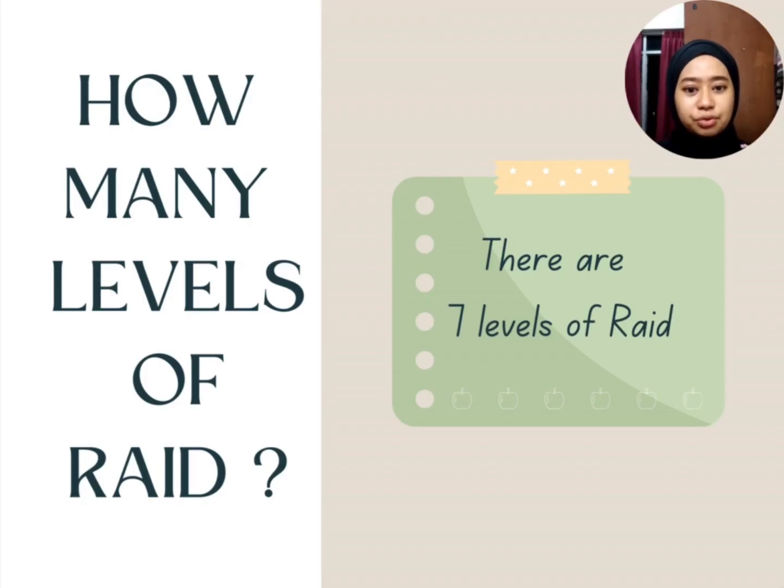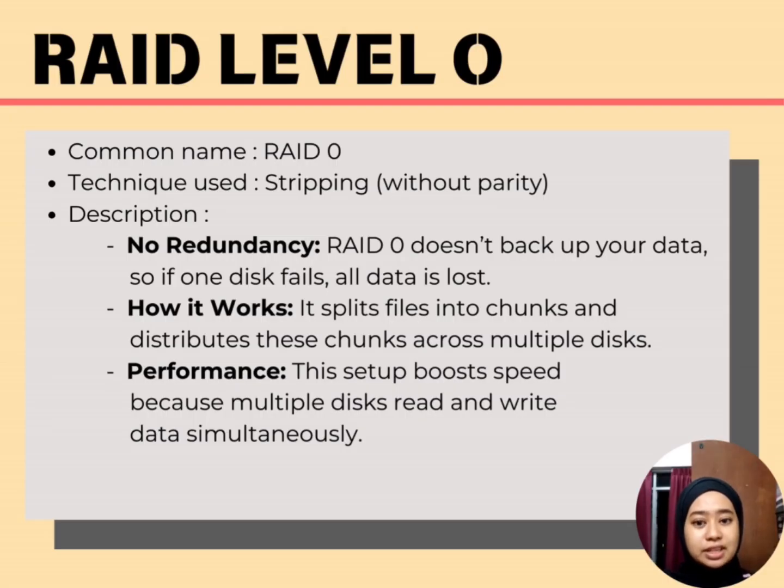How many levels of RAID? There are 7 levels of RAID: level 0, level 1, level 2, level 3, level 4, level 5, and level 6. The first level is RAID level 0. The common name used is RAID 0, and it uses a striping technique without parity.